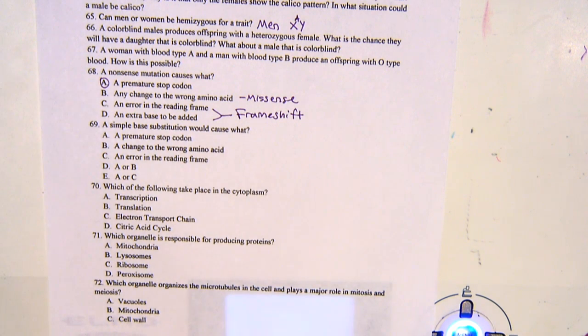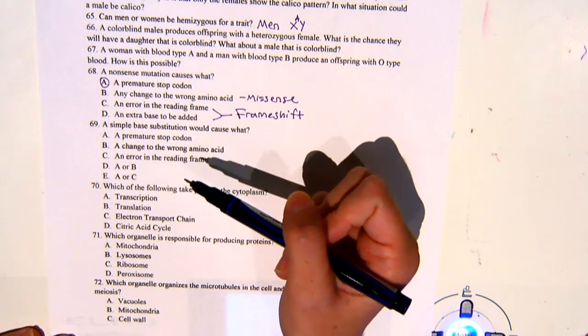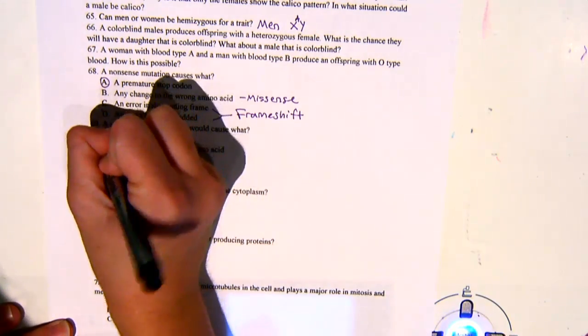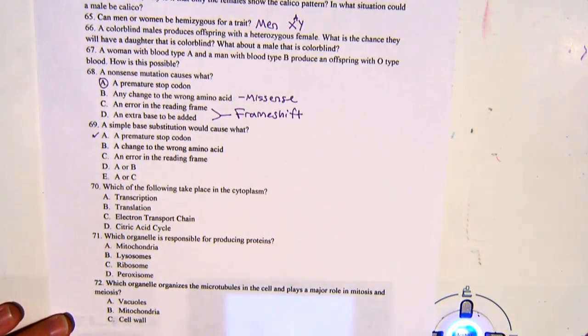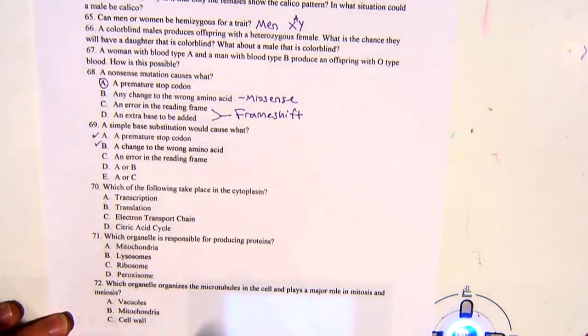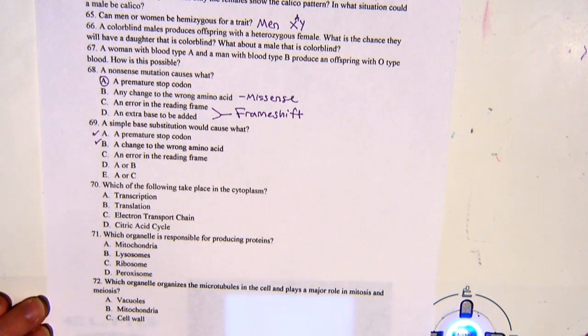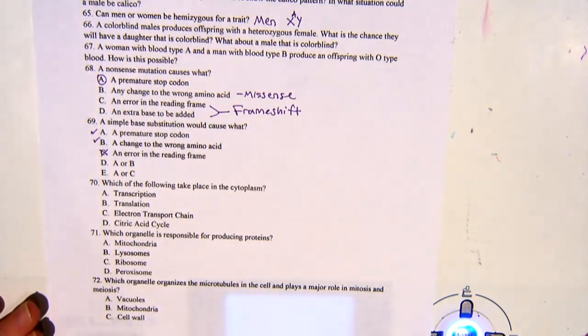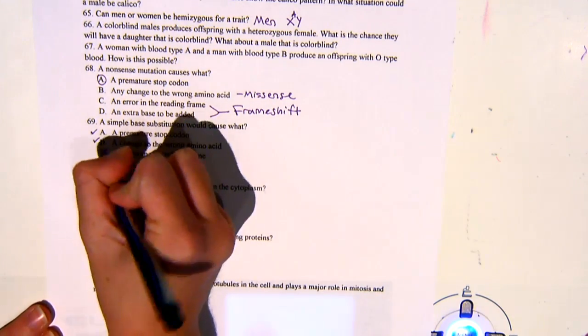A simple base substitution would cause what? Could it cause a premature stop codon? Yeah, it could. Could it change to the wrong amino acid? Yep. Could it cause an error in the reading frame? No, it could not. The only time we get an error in the reading frame is if we had an insertion or a deletion. If we just have a simple substitution, we're not messing up our reading frame because we still have the same number of nucleotides. So that tells us it's not A and C, so D is going to be our right answer, A and B.